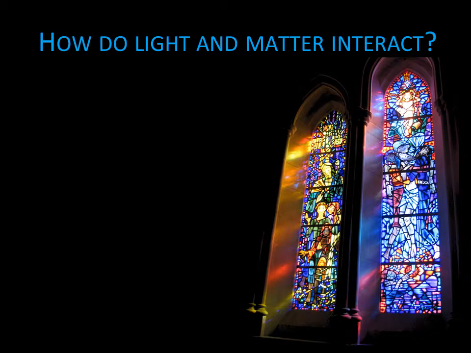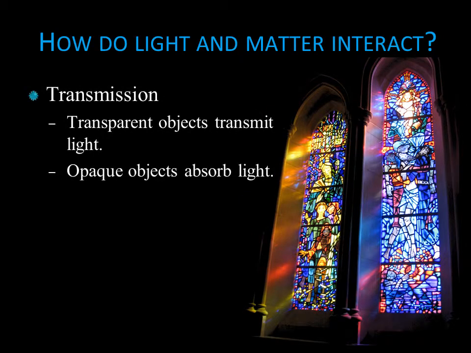Light can also be transmitted. Some forms of matter, such as glass or air, transmit light or allow it to pass through essentially unchanged. Objects that absorb light are called opaque. Many materials are neither perfectly transparent nor perfectly opaque, like sunglasses or colored glass.